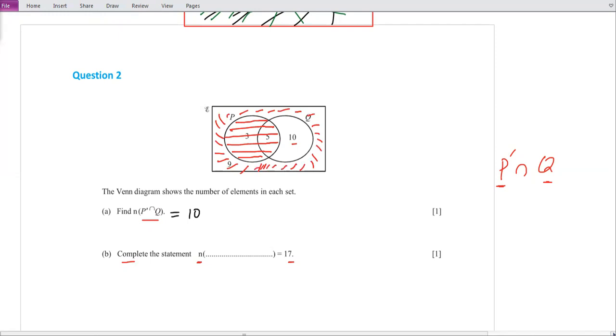Now, what is this part? If you focus on this a little bit, you shaded inside the P, and then you shaded outside the Q dash, and we did not remove anything, so you can say it is union. So this portion is actually P union Q complement.